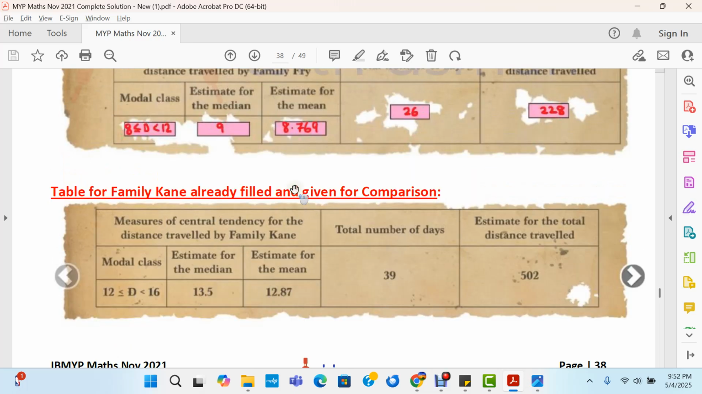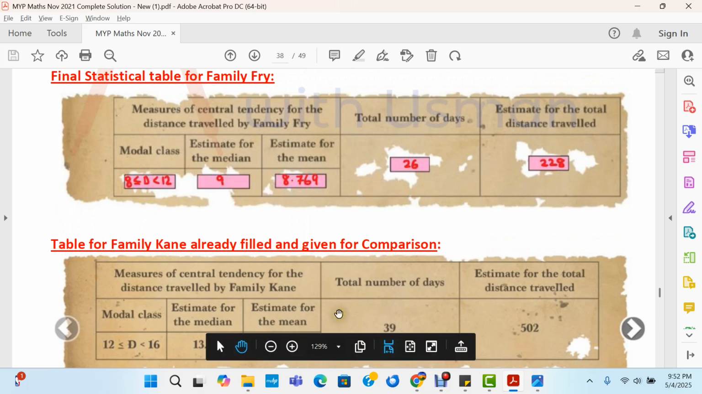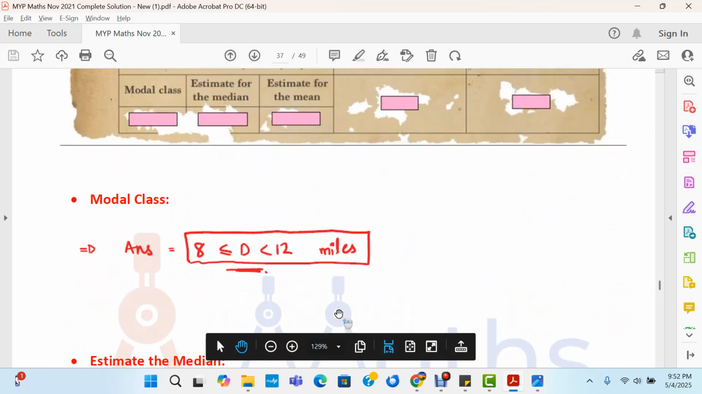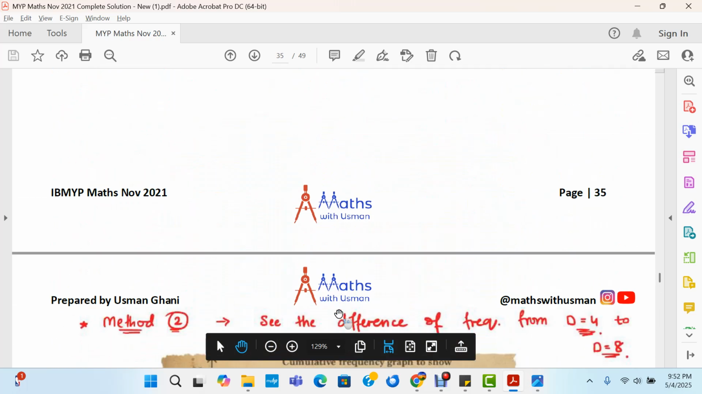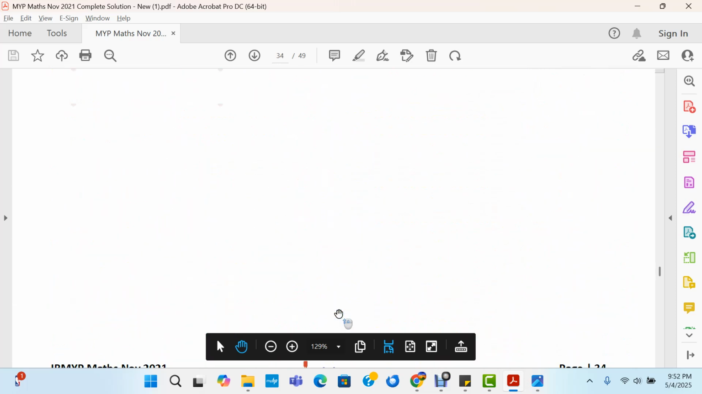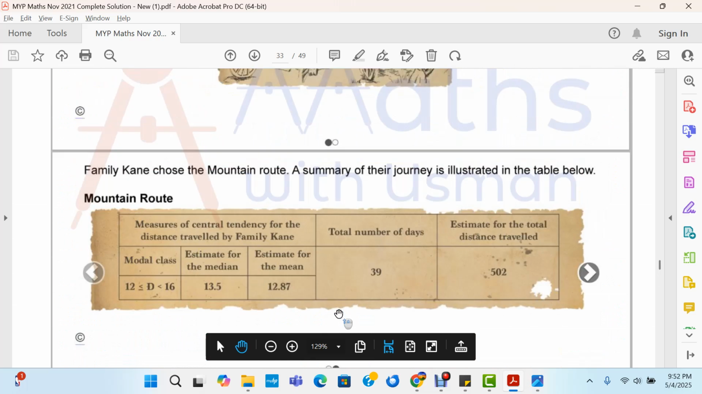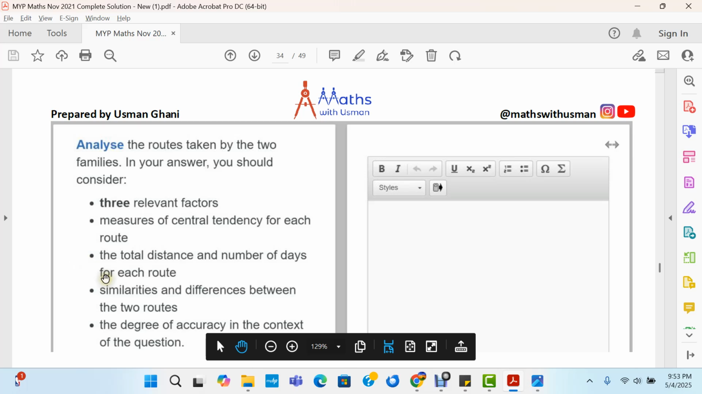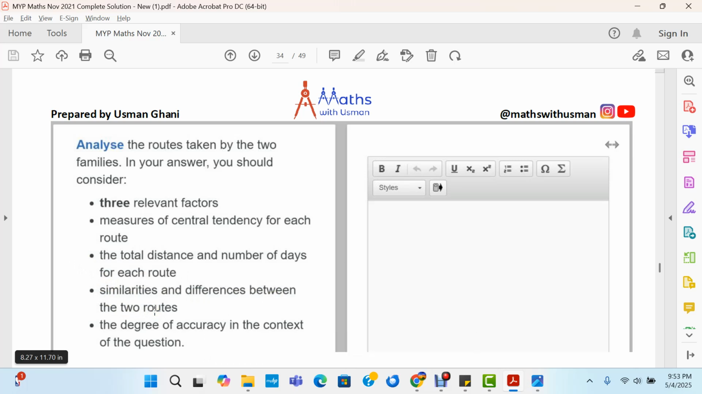Okay. Now with both of these values and the description about the terrain, which is given to you in the diagrams above, that this is fruitful for trading, this is not fruitful for trading, there is food and water available, there's no food and water available, just like over here. Okay. Compare the similarities and differences between the two routes. So tell about the mean. Is it the same or different? So mention the values and tell which is bigger, which is smaller for which route. Mention the median, mention the mode, mention the total number of days, mention the distance, mention the trading facility, mention the food and water facility, mention everything, mention all the values.